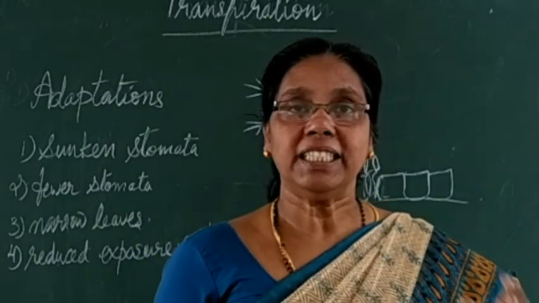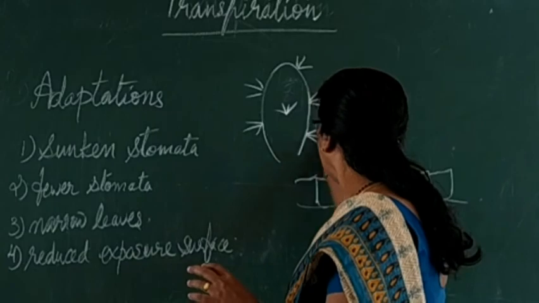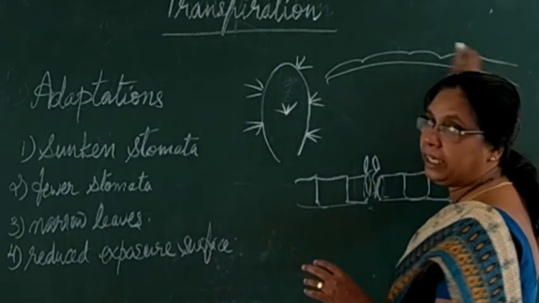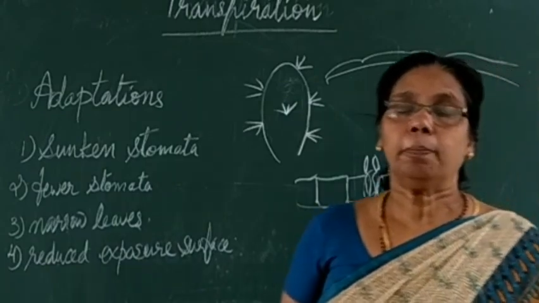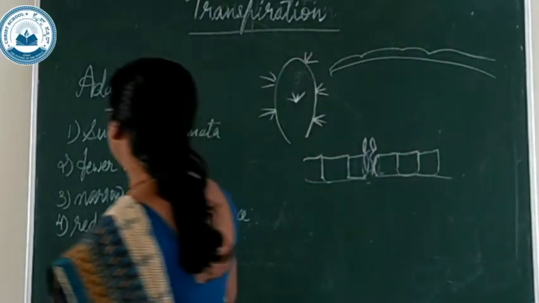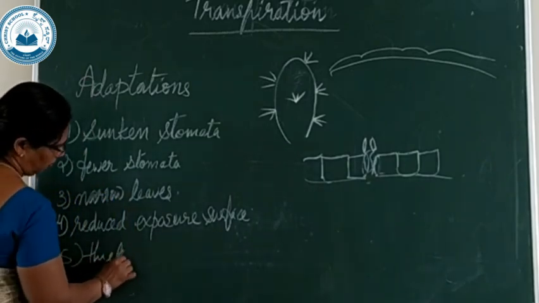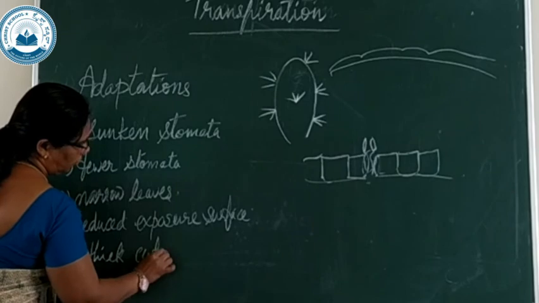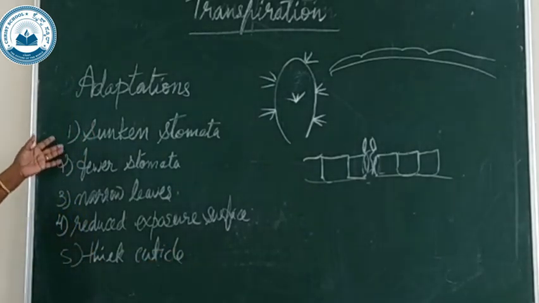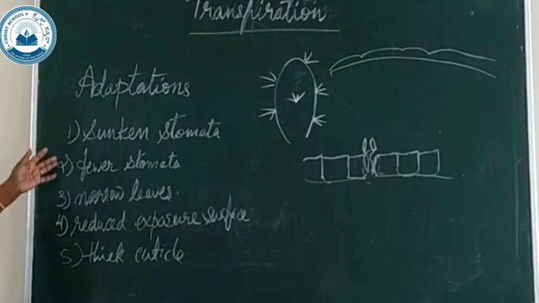And next one is thick cuticle. I already told you that on the upper epidermis a thick layer of cuticle is present, that also prevents the loss of water through transpiration. So that is the fifth one, thick cuticle. So these are the adaptations, these 5 factors. These are the adaptations you can see in plants.